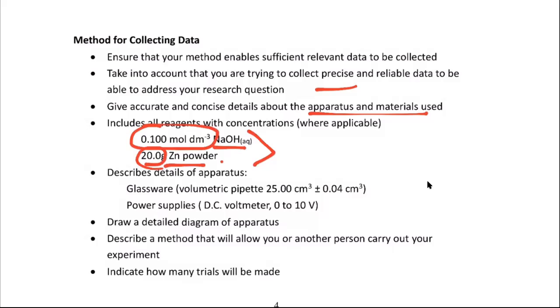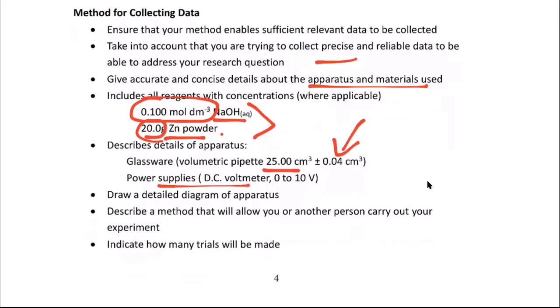Okay. I want to describe the details. So if I'm using a volumetric pipette, I want to tell what size I'm using, but I also want to include the uncertainty. That's part of the details of your equipment, your apparatus. Okay. If you're using a hot plate or a power supply or an electronic balance, I want to make sure that I include uncertainties, and I want to include any relevant information about the equipment. Okay.